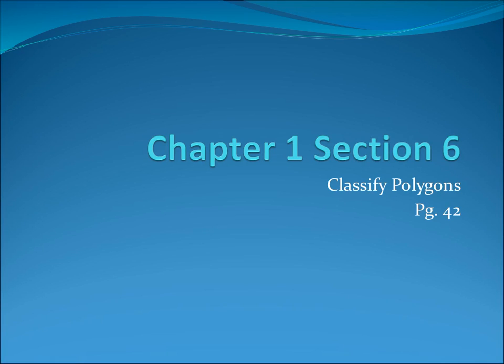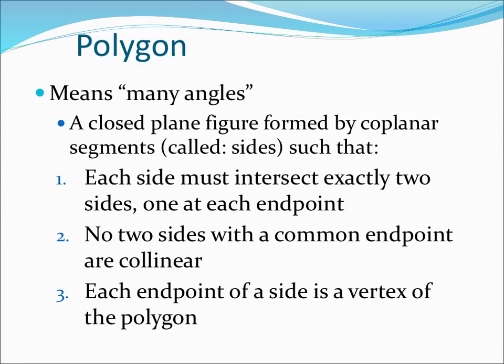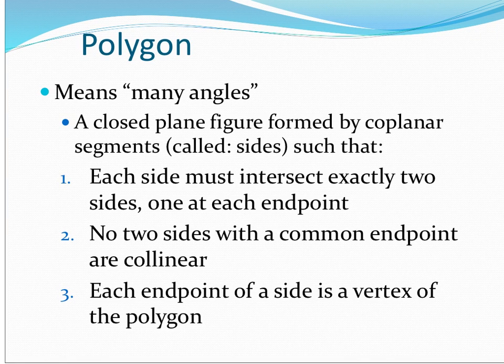Okay, so today we are going to finish up chapter 1. We are going to learn how to classify polygons. So first of all, we're going to identify or define what a polygon is. If you know your vocabulary and you know about prefixes and suffixes, the prefix here, poly, means many. So polygon means many angles.